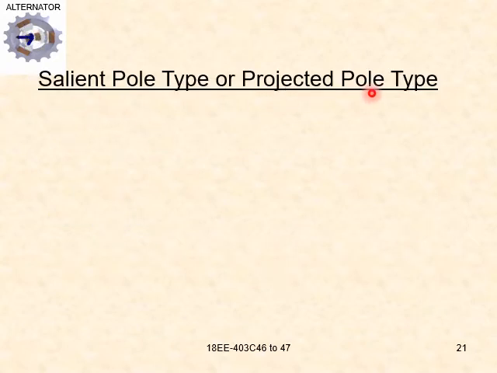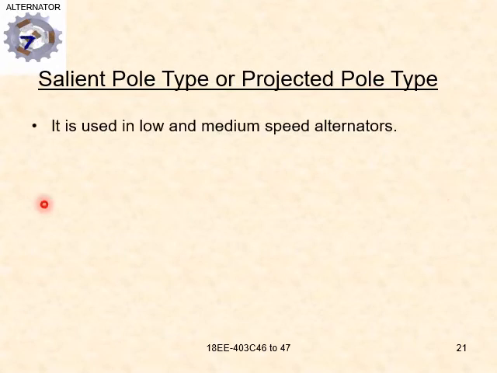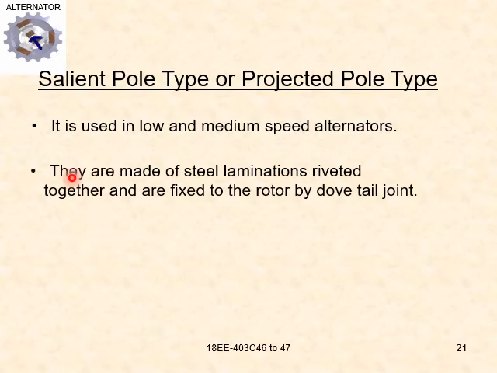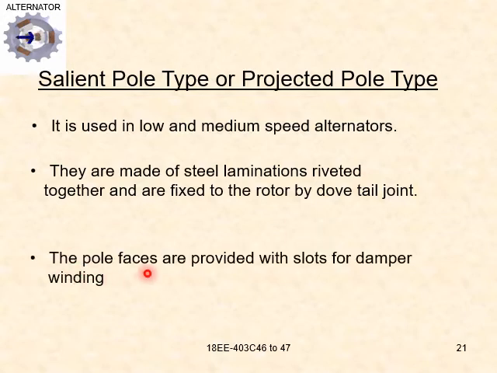Salient pole type or projected pole type. It is used in low and medium speed alternators. They are made up of steel laminations riveted together and are fixed to the rotor by a dovetail joint. And the pole faces are provided with slots for damper winding.